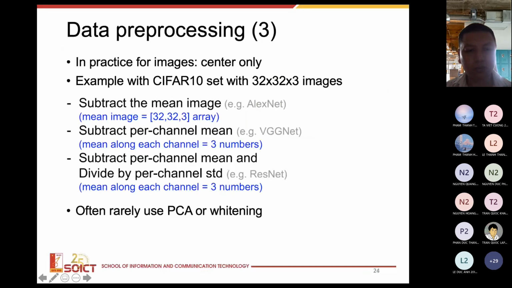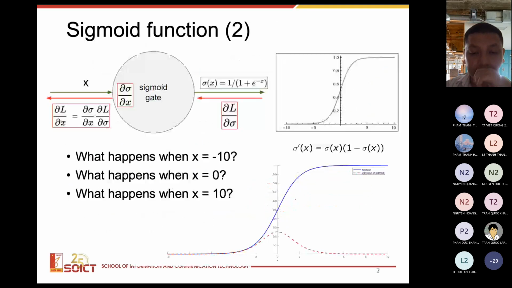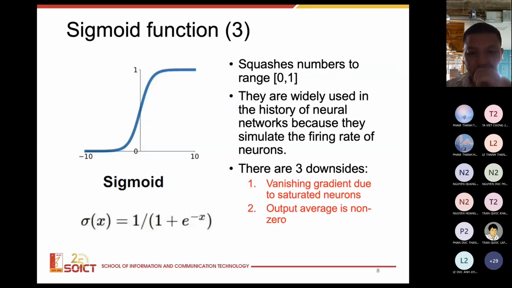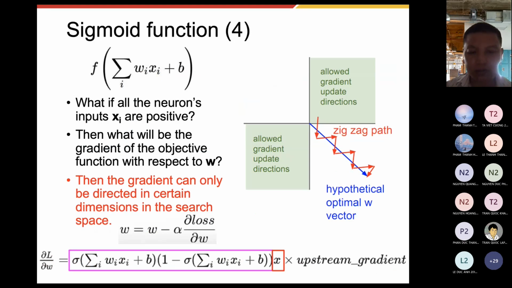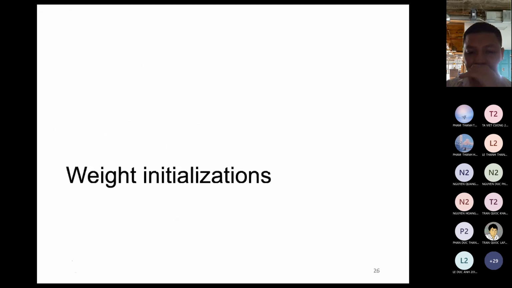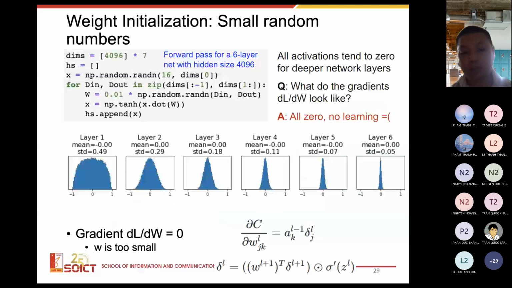Upstream gradient. So this is the error signal here, and this is a derivative. And what about this one?